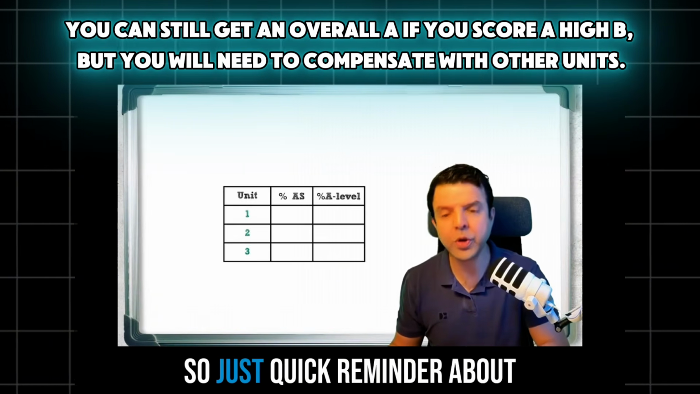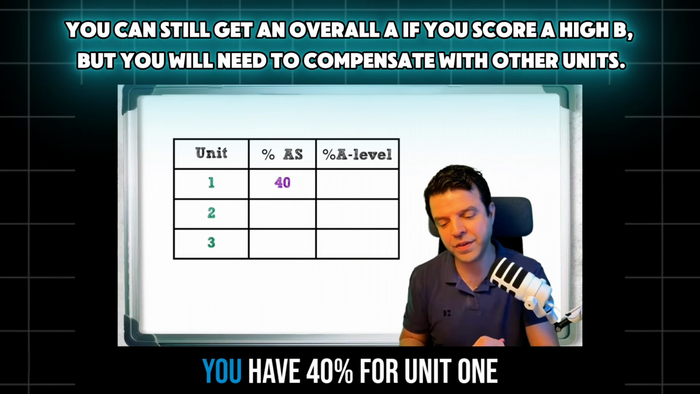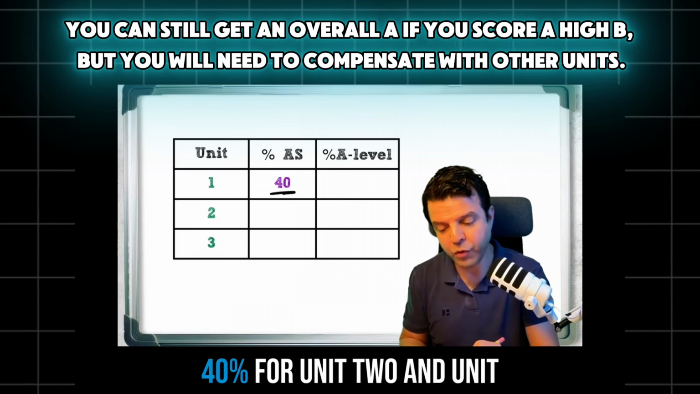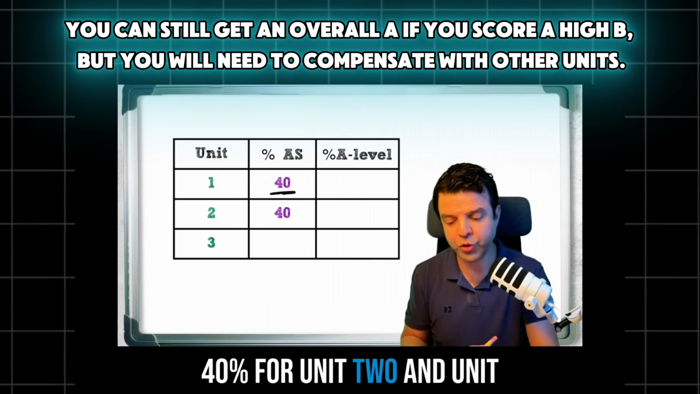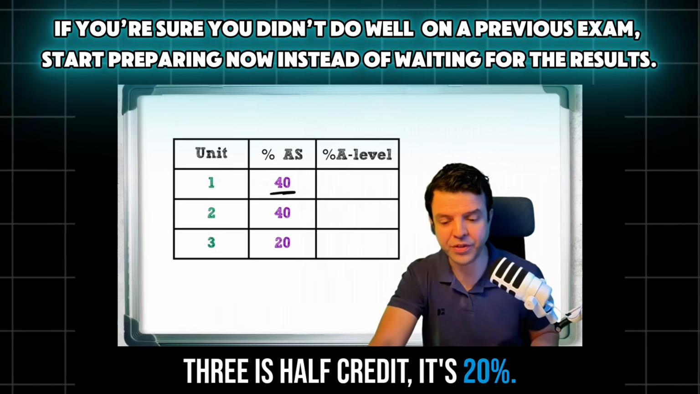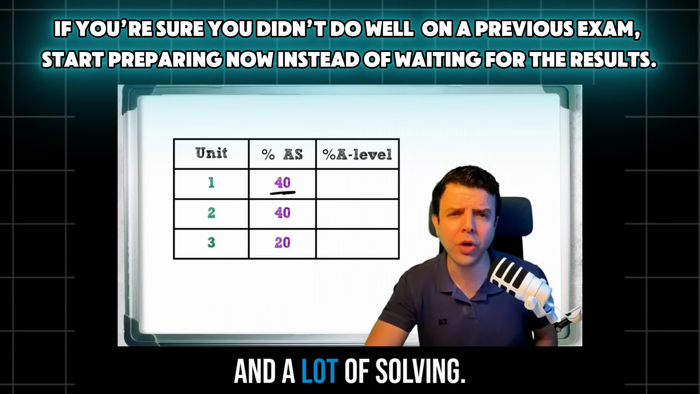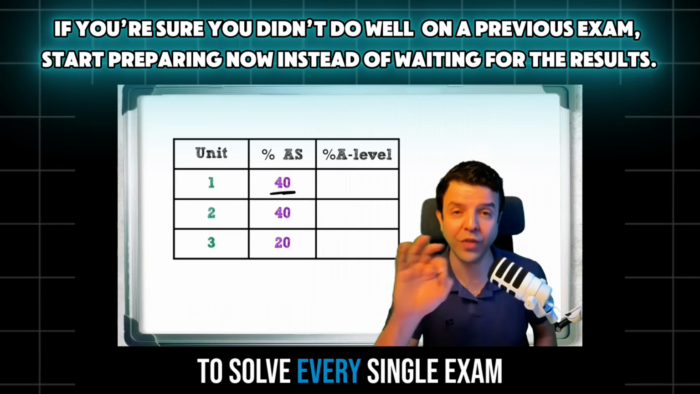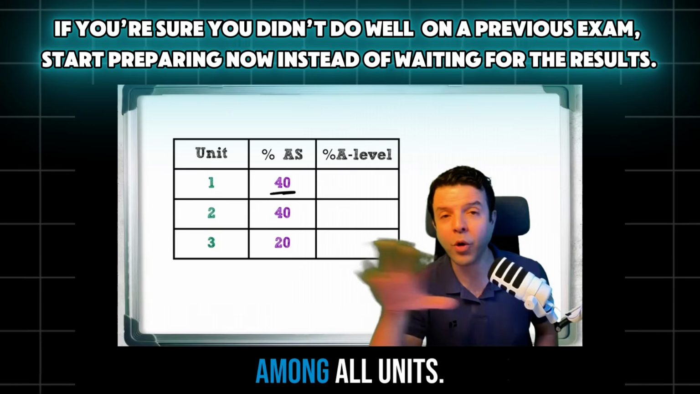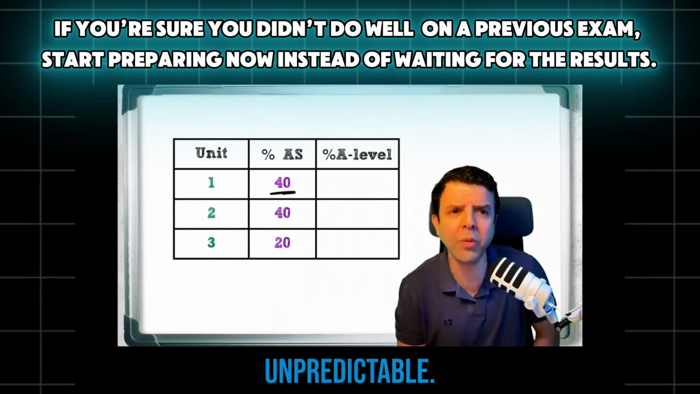So just a quick reminder about the weights of these units. You have 40% for Unit 1, 40% for Unit 2, and Unit 3 is half credit, it's 20%. Unit 3 is the one that requires a lot of solving. You literally need to solve every single exam paper. Its questions are the most unpredictable among all units. It's usually Unit 3 and Unit 6 that are very unpredictable.